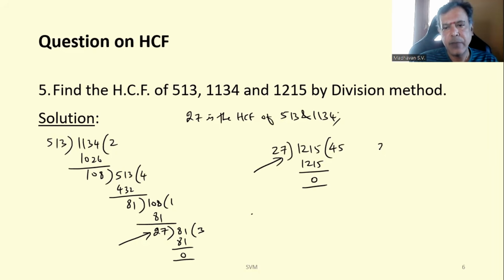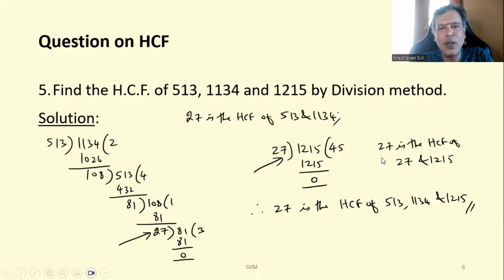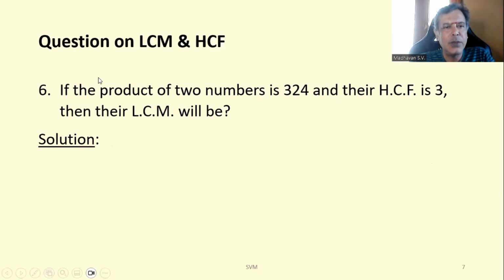We say now 27 is the HCF of 27 and 1215. Therefore, 27 is the HCF of all the 3 numbers, 513, 1134, and 1215. That is the solution for this. Let us move on to the next question on LCM and HCF.